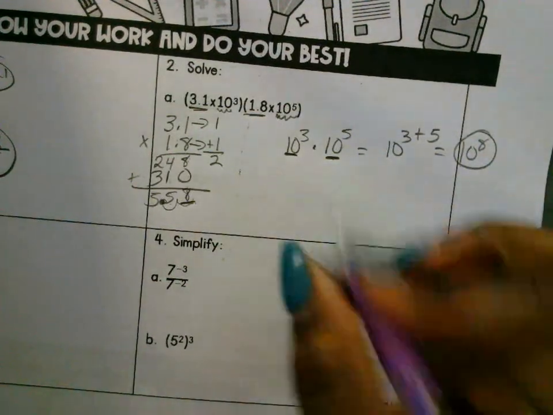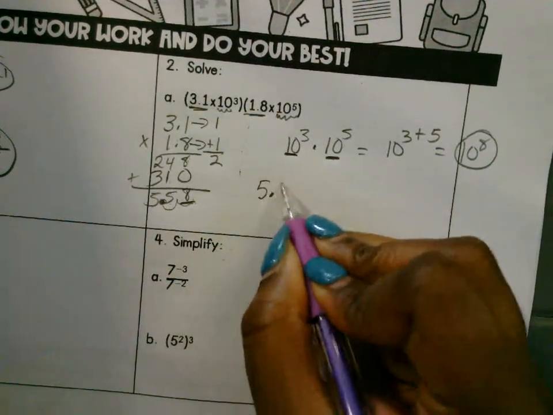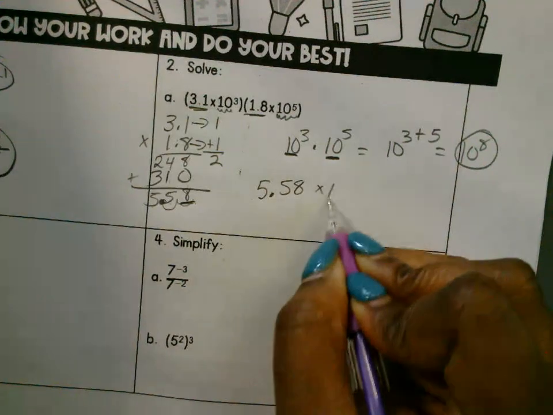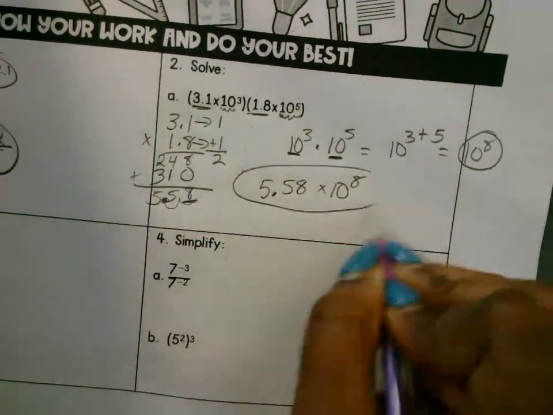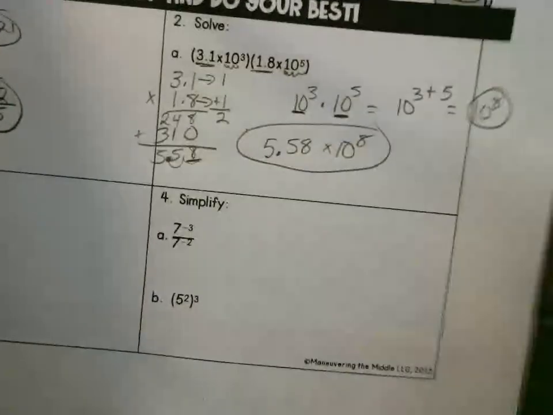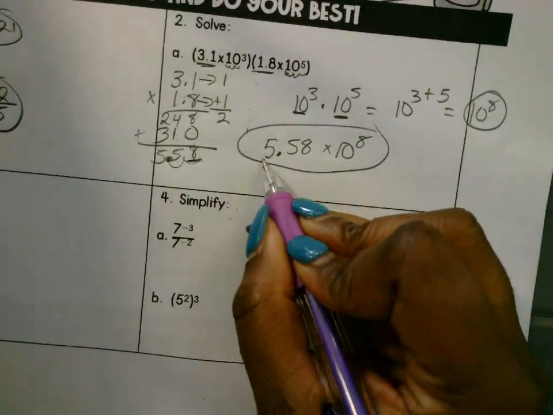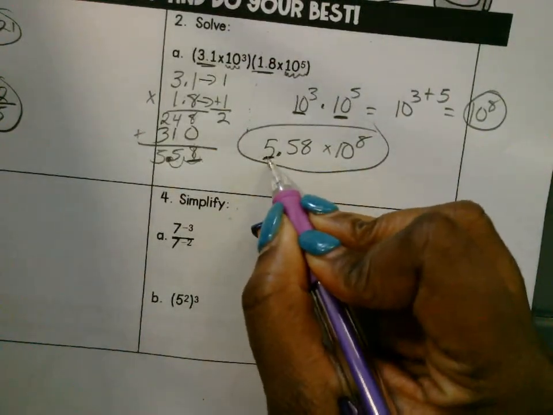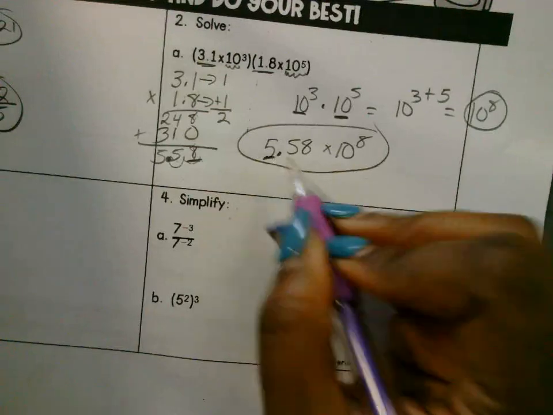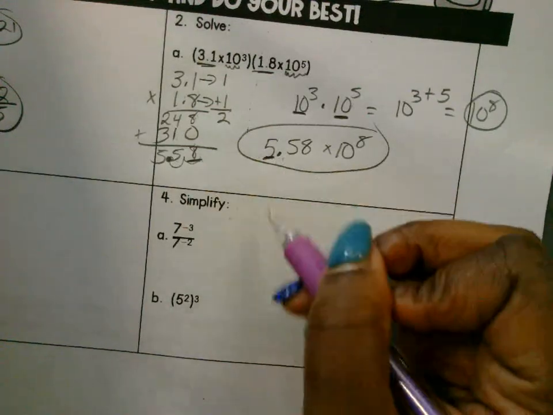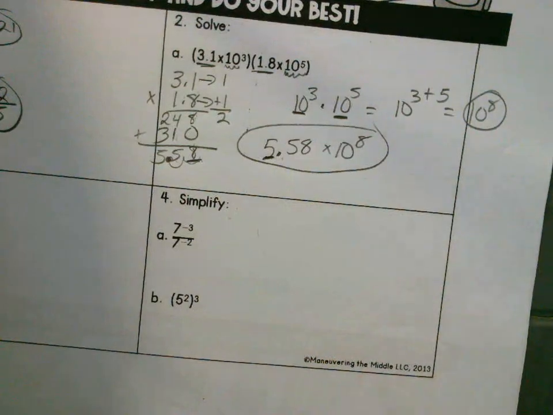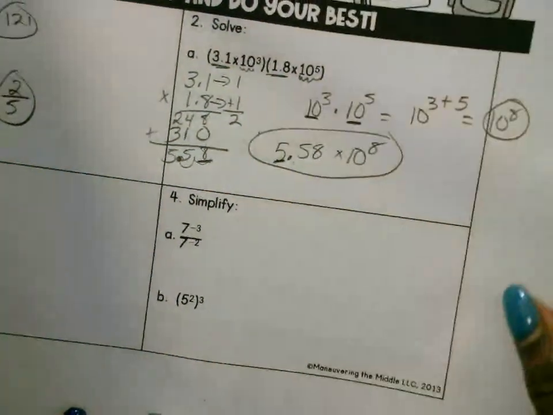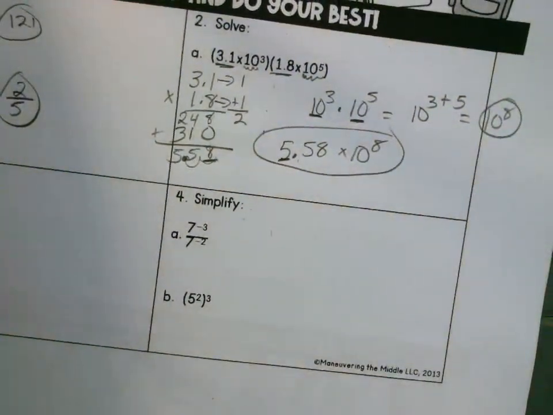So let's put it all together. This is going to be 5.58 times 10 to the 8th power. This is written in scientific notation because the decimal is behind the first significant digit. If it wasn't behind the first significant digit, then we would need to move it there. Okay. Any questions? Bryson, what's wrong, baby? You sure? Okay. Anyone still copying? All right.